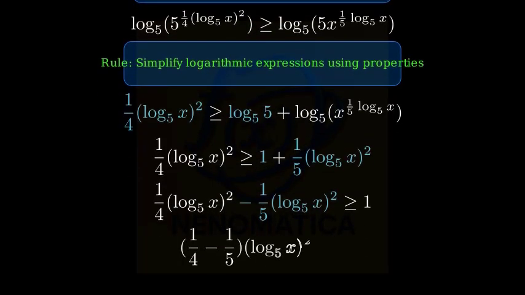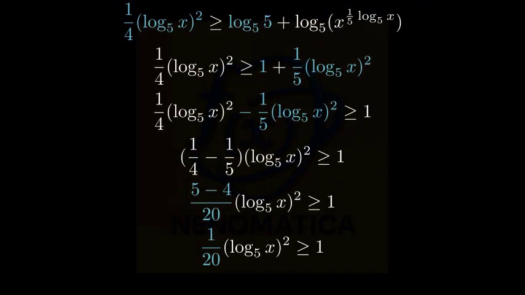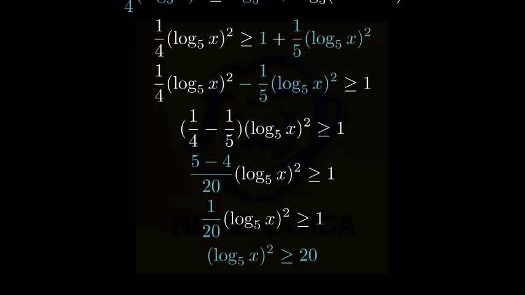Now, we can combine the like terms on the left side. We have 1/4 minus 1/5 of the logarithm base 5 of x squared. Let's calculate this fraction. 1/4 minus 1/5 equals 5 over 20 minus 4 over 20, which simplifies to 1 over 20. So we have 1 over 20 times the logarithm base 5 of x squared is greater than or equal to 1. Let's multiply both sides by 20 to simplify the coefficient. This gives us the logarithm base 5 of x squared is greater than or equal to 20.